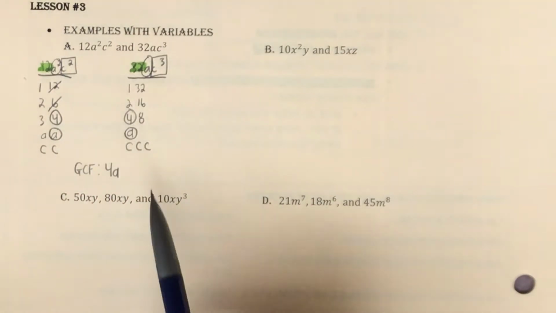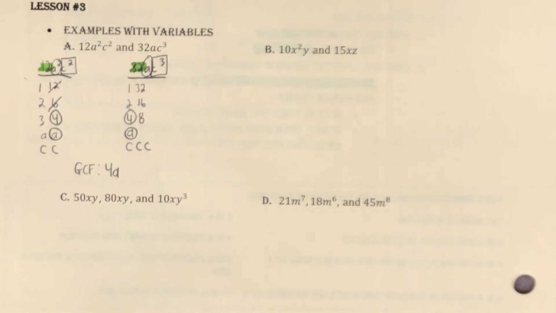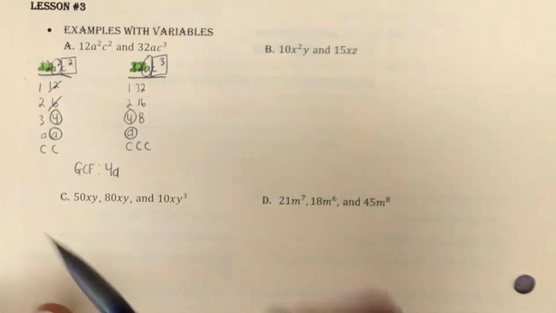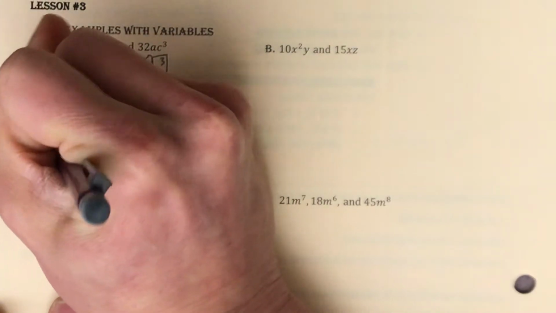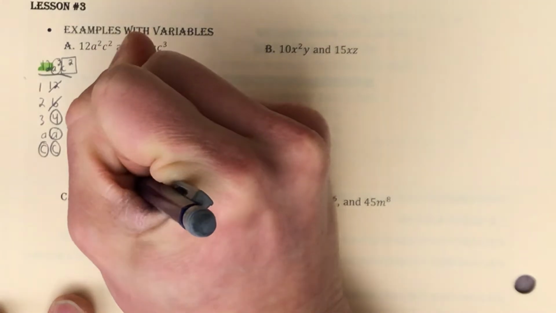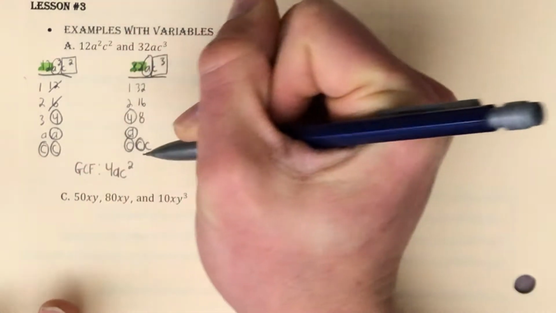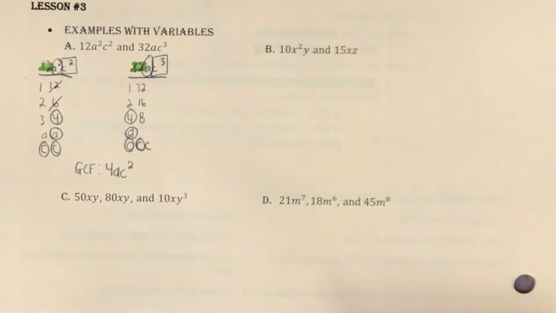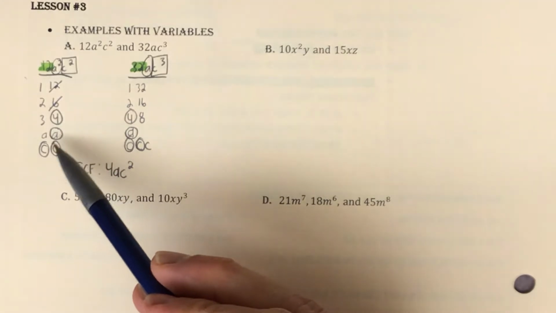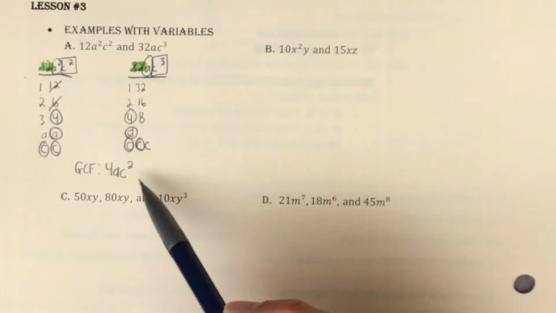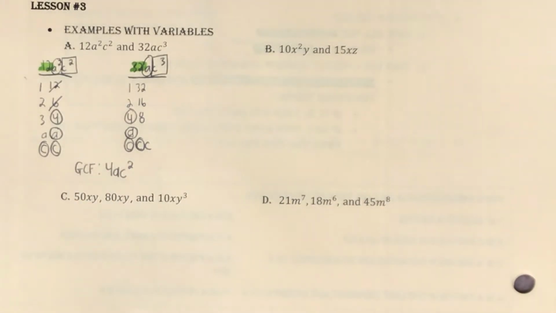Then again, we're looking at the c's, doing the same idea. What's the greatest amount that's in both? Well, this one has 2 and this has 3, so 2 would be the greatest amount of c's that we could have. So we would write c squared. So my greatest common factor is 4ac squared. And that's how we arrive at our greatest common factors when variables are involved.